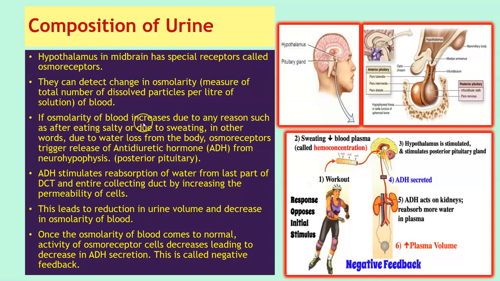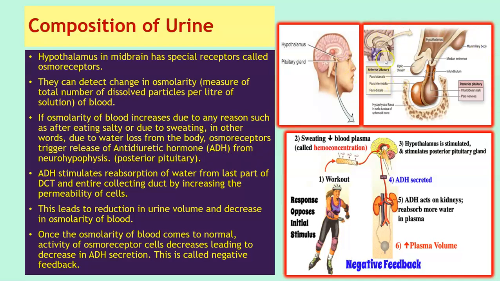If osmolarity of blood increases due to any reason, such as after eating salty food or due to sweating, in other words, due to loss of water from the body, osmoreceptors trigger release of the antidiuretic hormone, that is ADH, from the neurohypophysis, that is the posterior pituitary.